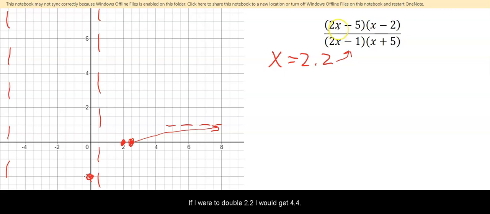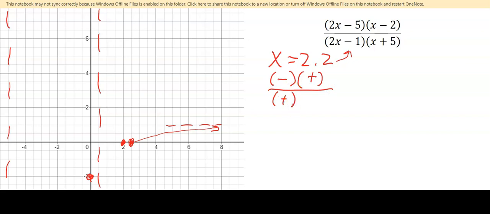If I were to double 2.2, I would get 4.4, but 4.4 minus 5 would still be negative. If I were to take 2.2 and subtract 2, however, I would get a positive 0.2, so it would be positive. If I double 2.2, I have 4.4 minus 1 would still be 3.4, which is still positive. If I add 2.2 to 5, I get 7.2, which is still positive. The combination of all four of these signs will be negative.